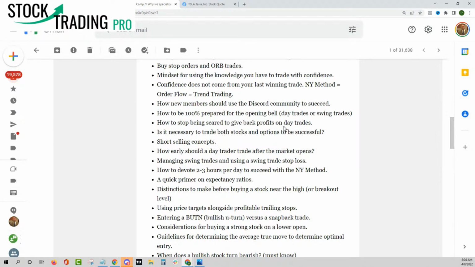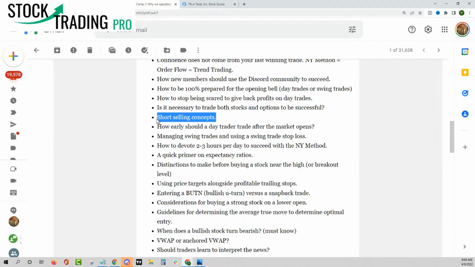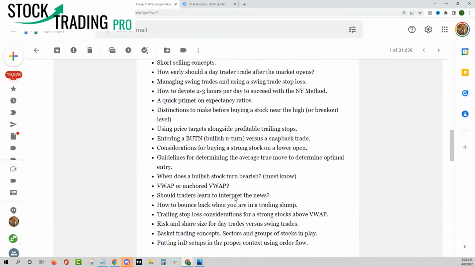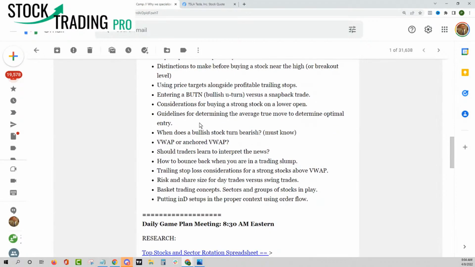Big conversation last night, how to stop being scared to give back profits. Raise your hand if you get into trades and you're afraid to give back money. Obviously, we had a big conversation last night about short selling. There's a lot of money to be made short selling right now. We just talked about expectancy ratio. So hopefully you get an idea here. We just talked about bullish U-turns. Okay. But the biggest thing I want to talk about here, how to bounce back when you're in a trading slump. That was easily one of the biggest things that we talked about last night. That was a really big topic.